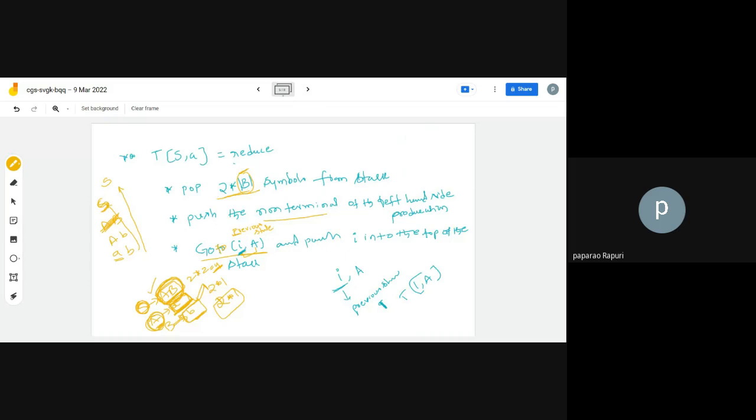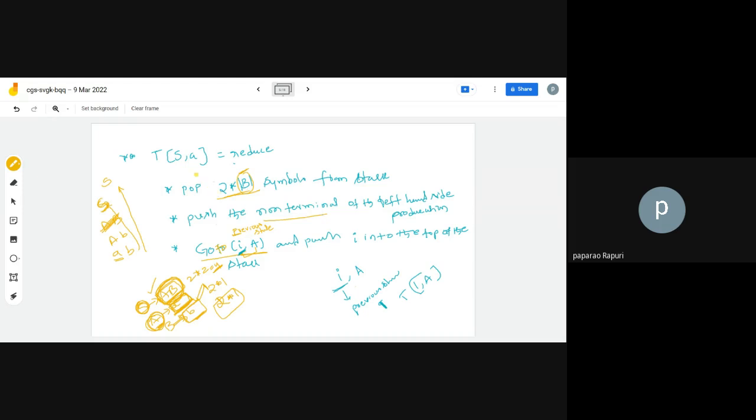One is push the red symbol. After that, we need to push the state. After that, we need to increment the look ahead pointer. And coming to the reduce, we need to perform 3 steps again.